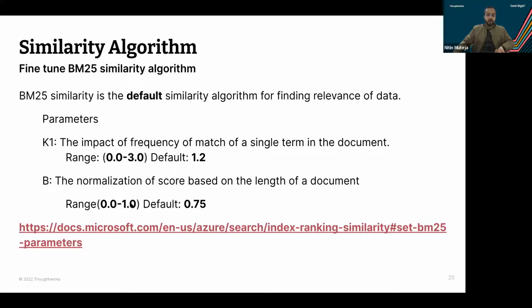The higher the value, the more it indicates that the length of a document has an impact on the search. Whereas if you set it to 0, a document with a length of a few KBs and a document of 16 MBs have equal weightage. They don't make an impact. So this is how you can modify your similarity algorithm to get more fine-tuned data from the index.